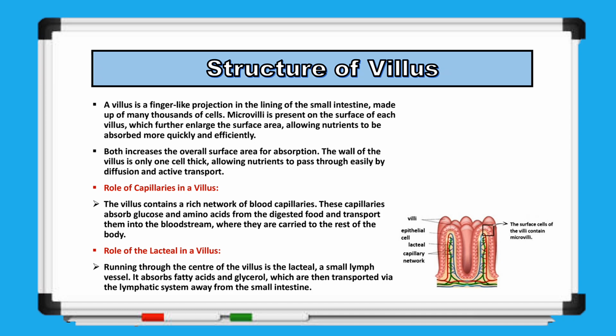Running through the center of the villus is another important structure called the lacteal, which is a small lymphatic vessel. The lacteal absorbs fatty acids and glycerol from the digested food. These substances are then transported through the lymphatic system, rather than directly into the bloodstream, and eventually join the circulation to be used by the body.